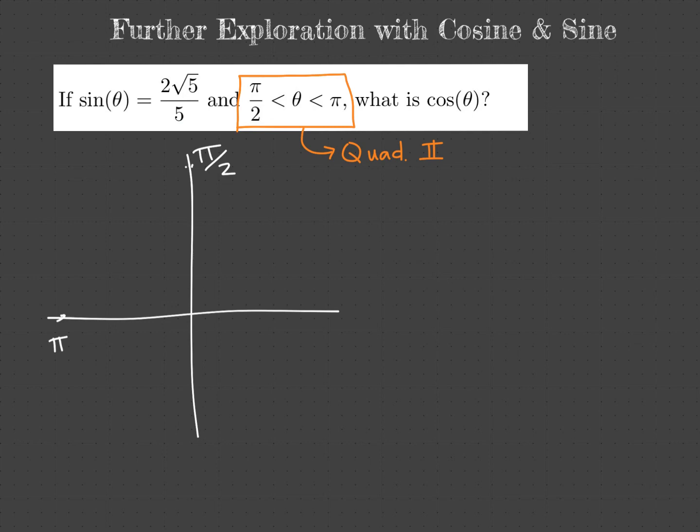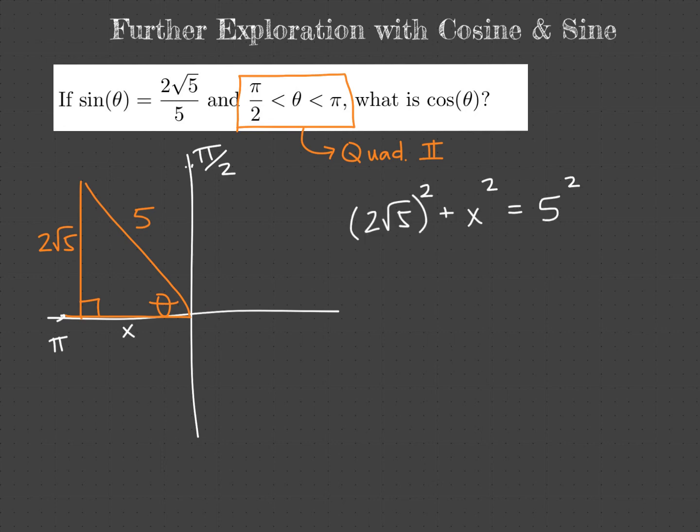If we draw a triangle over here with the reference angle theta, we know that sine is opposite over hypotenuse. So we know that our hypotenuse is 5, and our opposite side is 2 root 5. In order to find the cosine of this angle theta, we need to know the adjacent side length, and we can do that once again using the Pythagorean theorem.